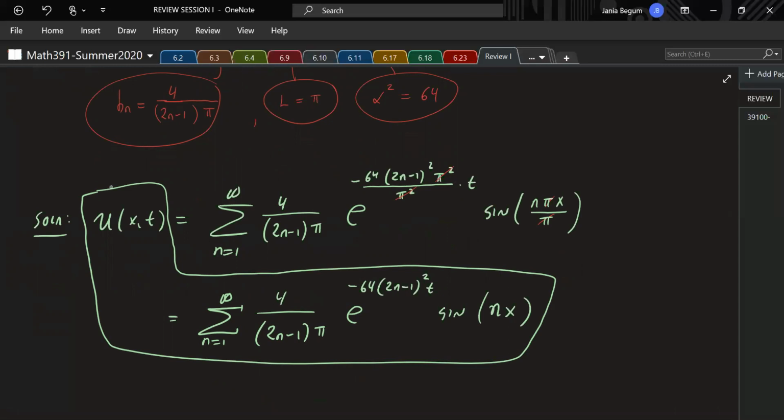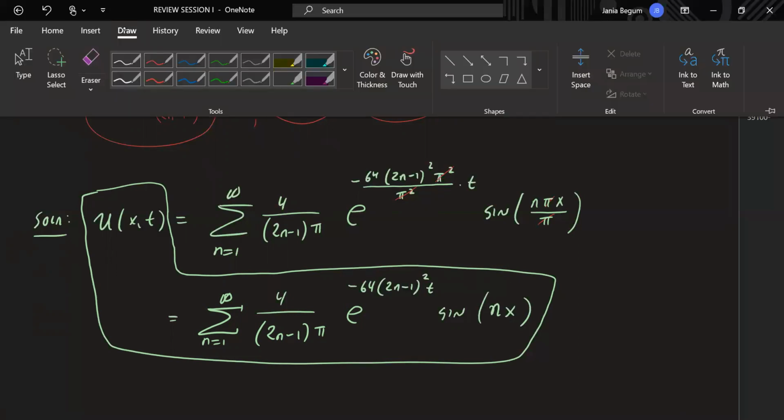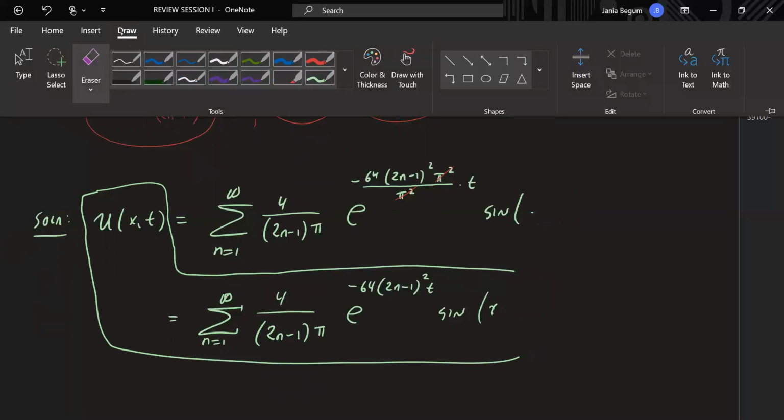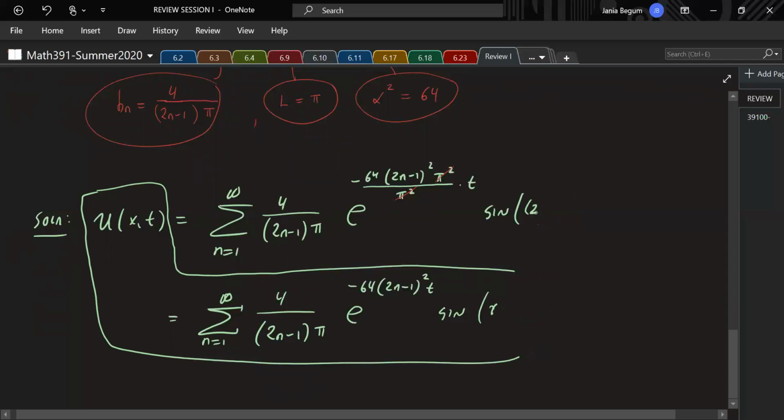Okay, so any questions on this problem? Why didn't you replace the n in sine nx with the 2n minus 1? Oh, because I forgot, sorry. Thank you. Good catch. So n is everywhere odd, so it'll be 2n minus 1 times pi will cancel out, so it's just x. So it'll be (2n minus 1) times x. Thank you. Now it's complete. Sorry for that typo and mistake at the same time.